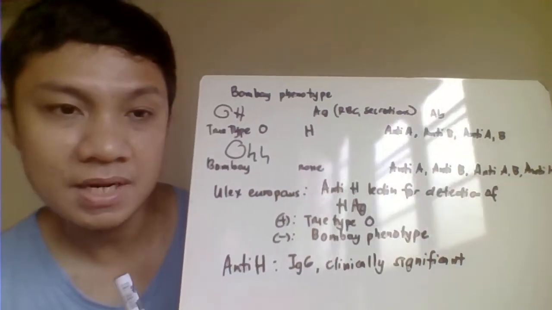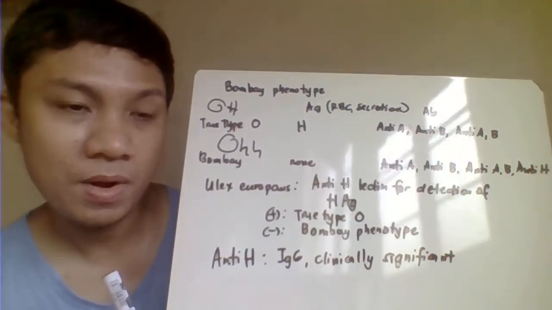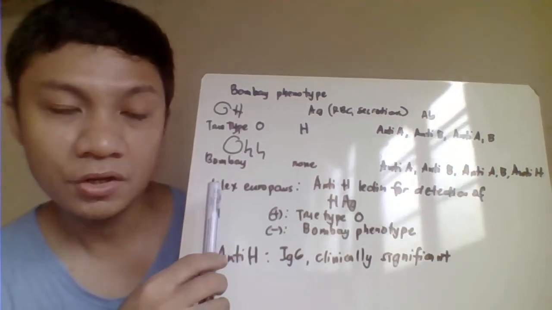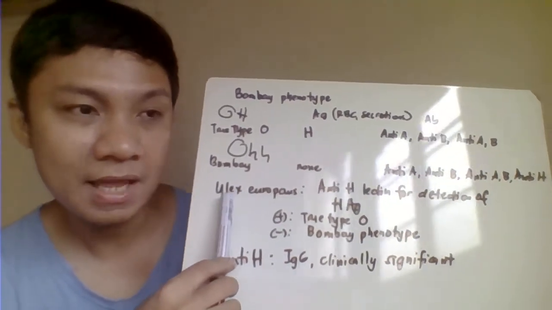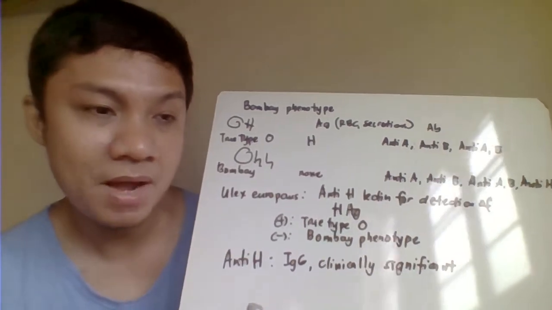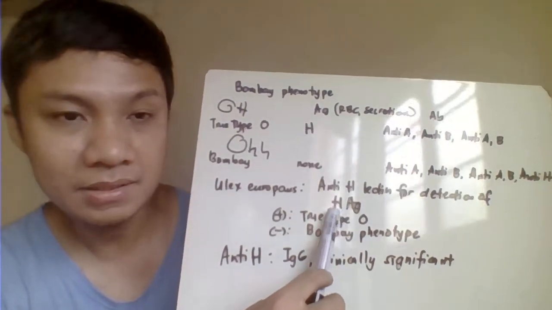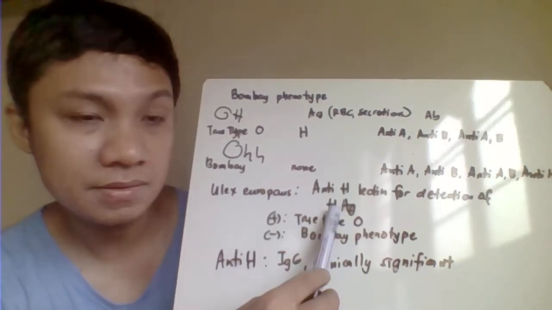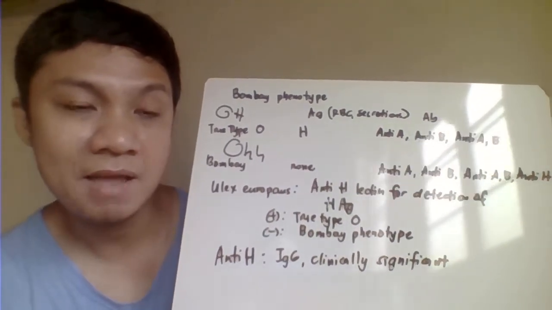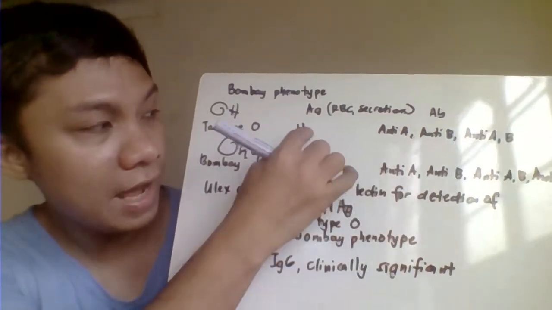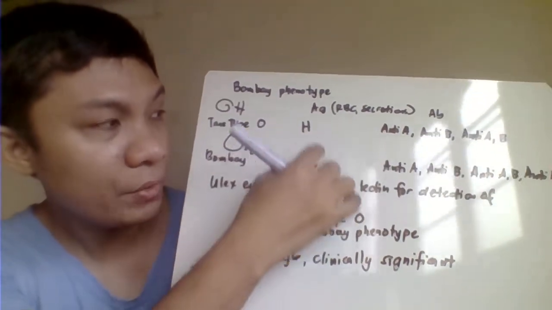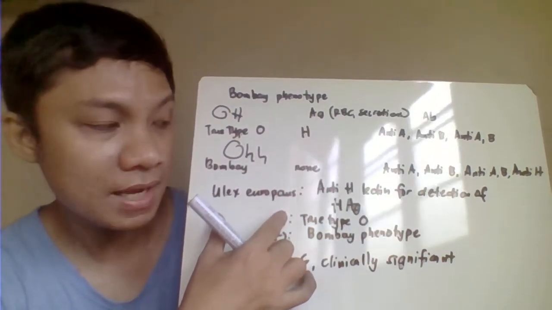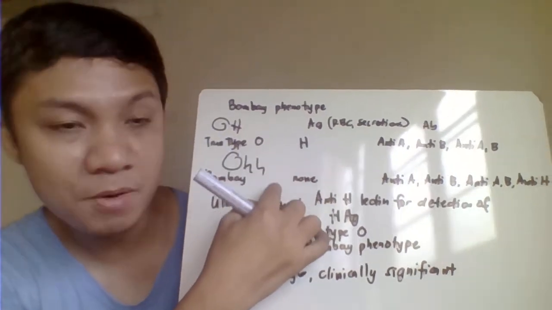Okay, so for you to differentiate if that one is a true type O or Bombay phenotype, mag-add ka ng lectin na Ulex europaeus. Ulex europaeus is a lectin serving as antibody for detection of your H antigen. Pag nag-add tayo ng Ulex europaeus, pag nag-positive siya, mean to say ang sample natin ay may H antigen. So, sino sa kanila may H antigen? Okay, only the true type O ang may H antigen. So, ang magpa-positive lang sa Ulex europaeus natin would be your true type O but not your Bombay na phenotype.